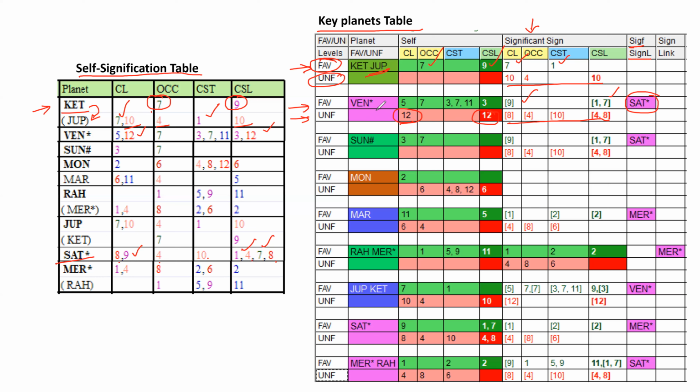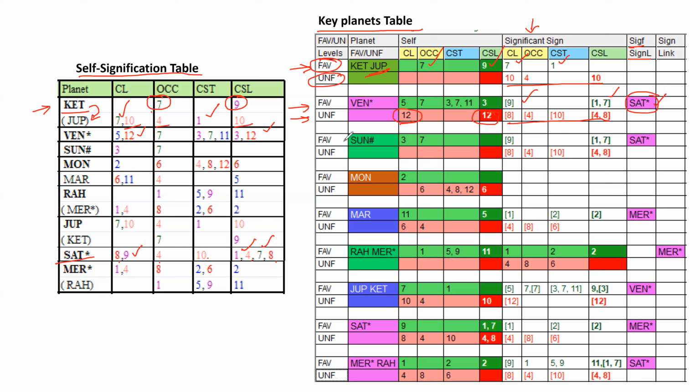So that planet's significant sign lord is shown within bracket to differentiate. Within bracket means it is the significant sign lord, not for the node planet, but for other planets. I think you're able to understand. So that way, the significant sign lord houses are shown within bracket, favorable separately and unfavorable separately. And which planet is the significant sign lord is also shown here. I think you're able to understand.